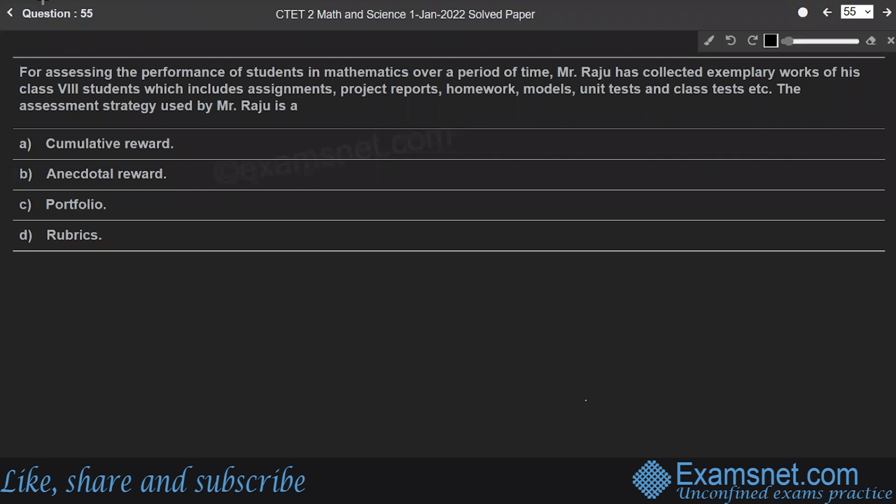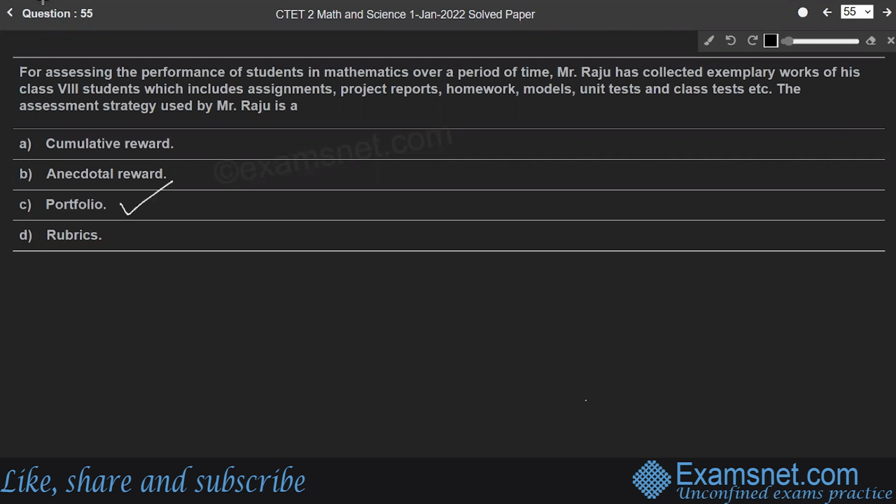Question number 55. For assessing the performance of students in mathematics over a period of time, Mr. Raju has collected exemplary works of his class 8 students, which includes assignments, project reports, homework, models, unit tests, and class tests, etc. The assessment strategy used by Mr. Raju is, that is, portfolio.